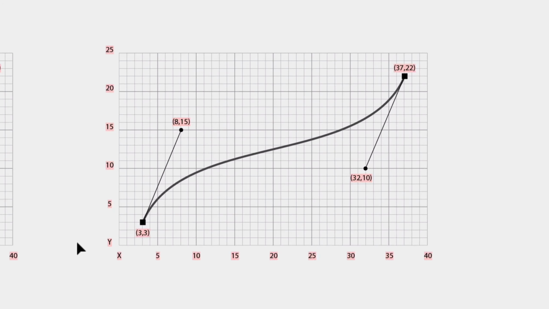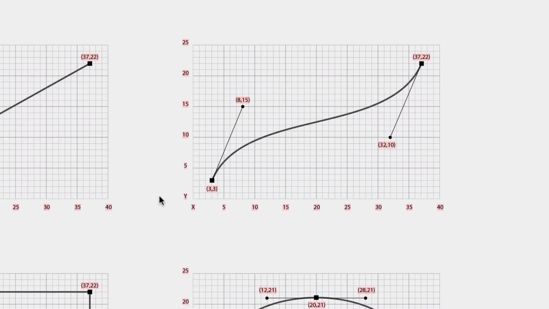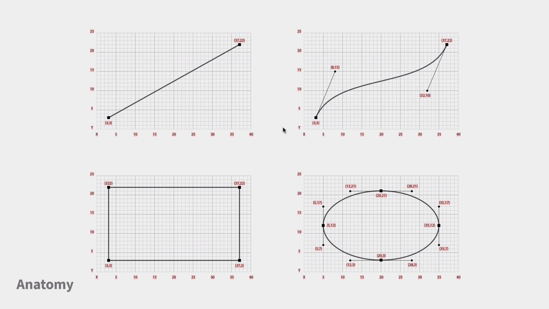Finally, the third anchor point is known as a combination point. This is where a straight line segment joins with a curved line segment. In this case, since there is one curved line segment, there would only be one control handle to manipulate the one curved line. Vectors are also made of paths or line segments that connect anchor points.